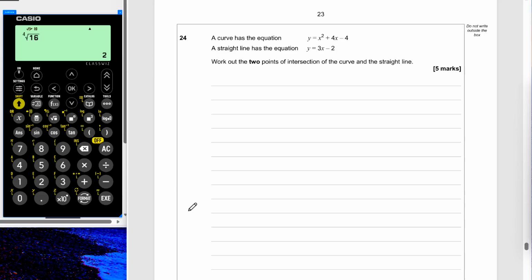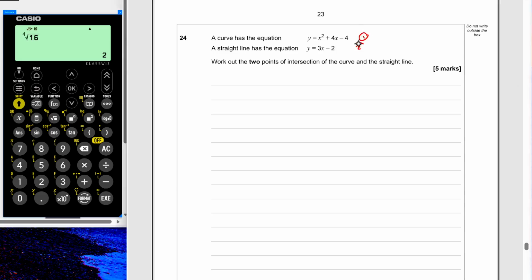Okay. So this is equation 1, this is equation 2. We're going to put where they're both equal to each other, so we can get rid of y. So x squared plus 4x minus 4 is equal to 3x minus 2. Now, if we take everything over to the left, by minusing 3x and adding 2, that gives us x squared plus x, and then minus 4, so minus 2 is equal to 0.